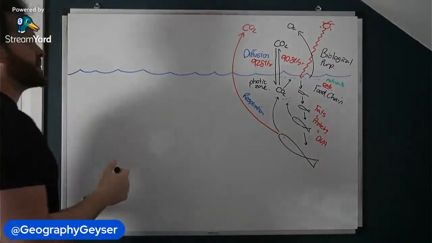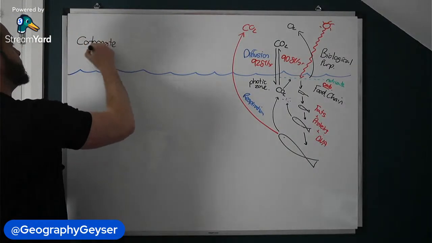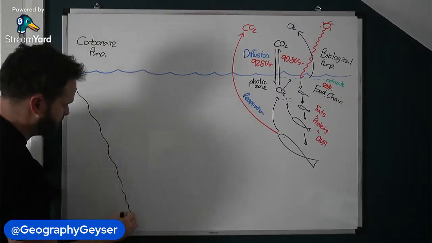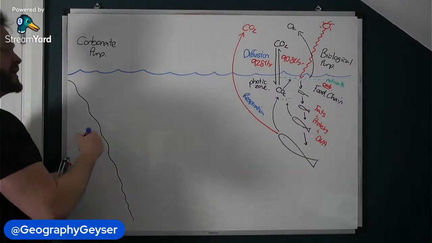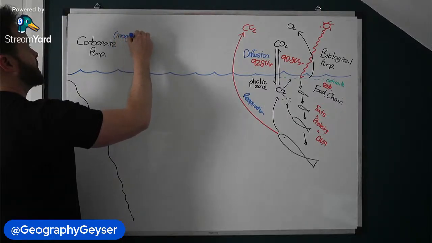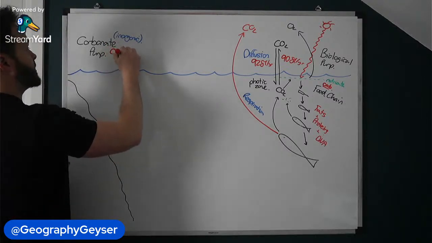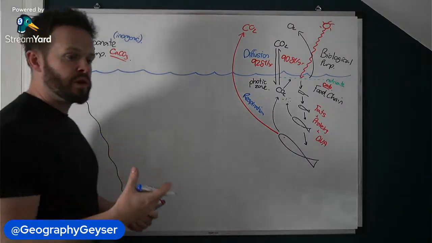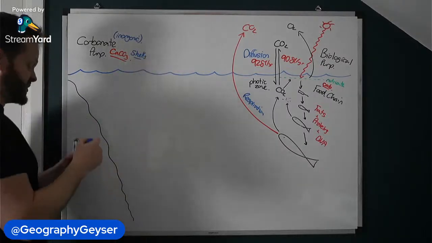Now let's go over to here. So the pump we're going to go through here is the carbonate pump. Why this is called the carbonate pump is because the carbon here is stored in inorganic form, usually in the form of calcium carbonate. And calcium carbonate within marine organisms is usually in shells or exoskeletons.